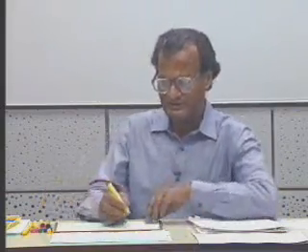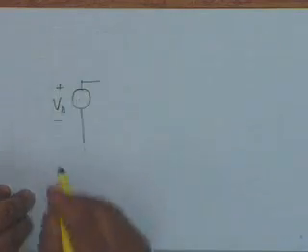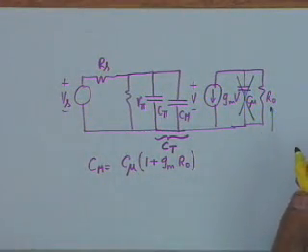A large impedance shunting a small impedance has no effect, and so we can ignore this and we can combine these two into a single capacitor CT, which gives me the following equivalent circuit. We have Vs, ignoring C mu.